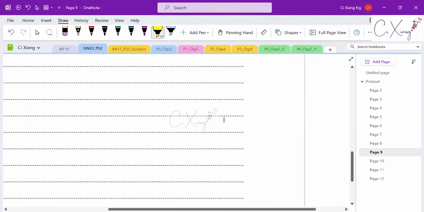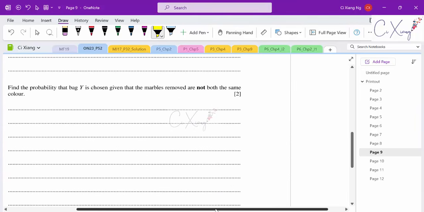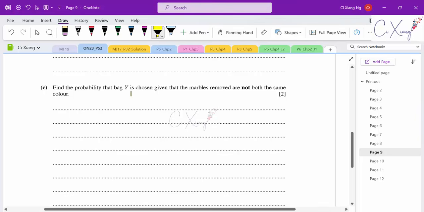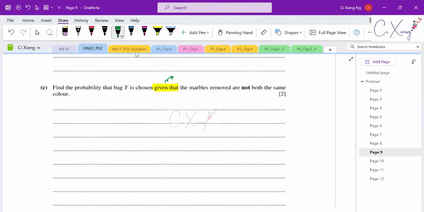So for part C, they're asking us now, find the probability that Y is chosen given that. So I will need you to highlight the words given that. This is basically a keyword telling us about conditional probability.